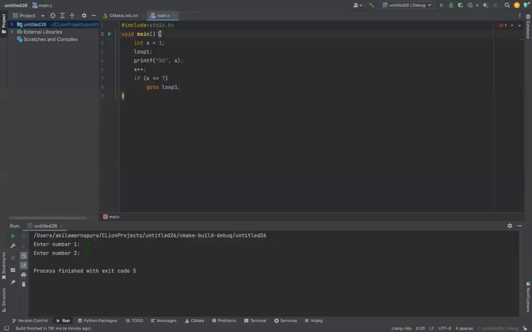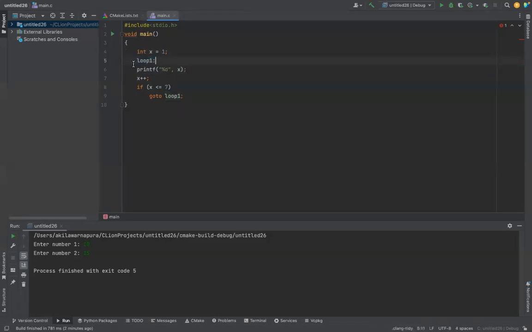So there is a main function and int x. So this is what we call a label. Okay, and print whatever the x variable. X is 1 and print x variable. Okay, and x is incremented by 1. X is 1. So this is a label. Therefore, this line 5 will not be executed because this is just a label.